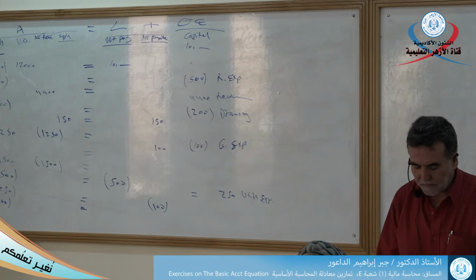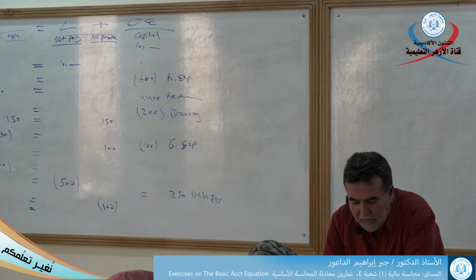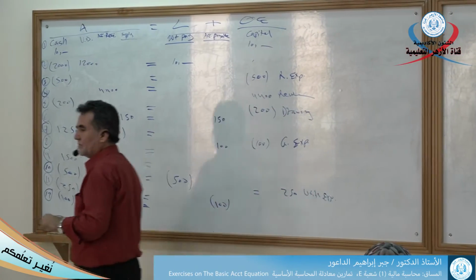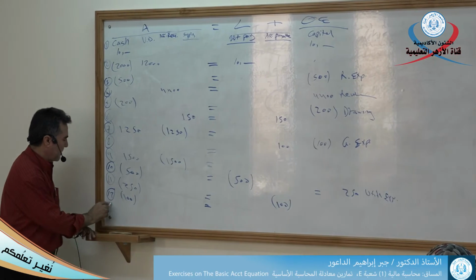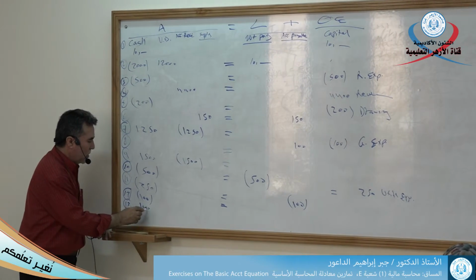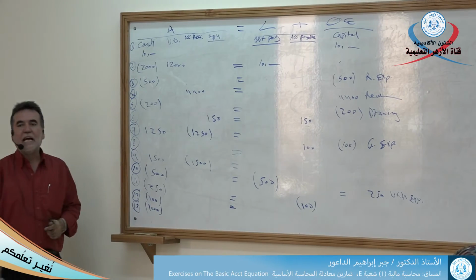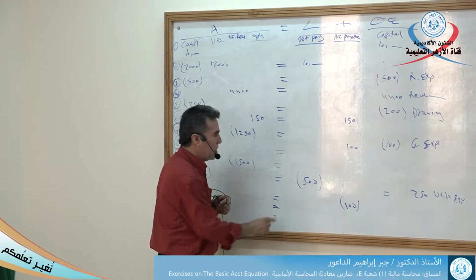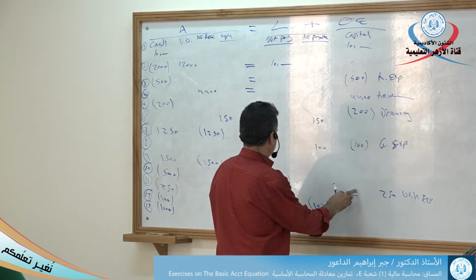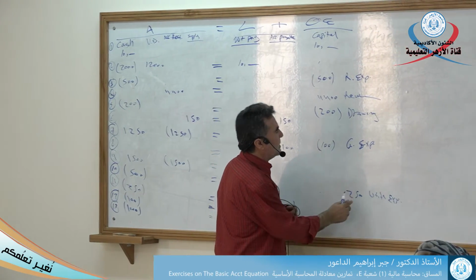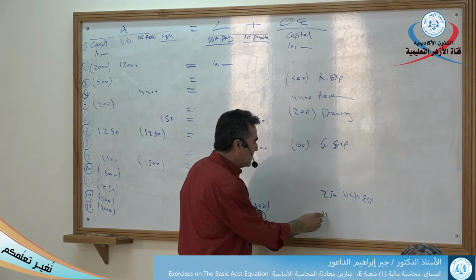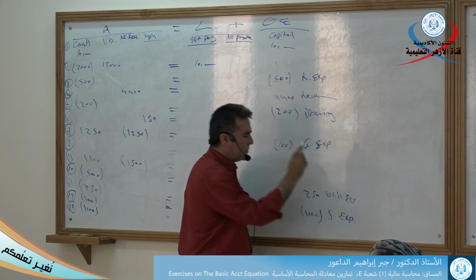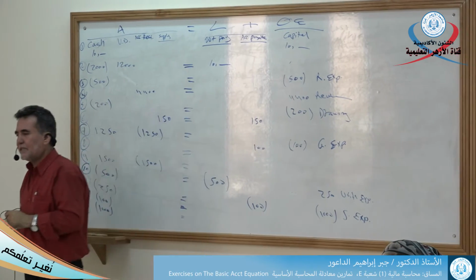Final one, paid 1,000 for employee salaries, cash. $1,000 decreased, and at the same time the owner's equity decreases by $1,000. Salary expense.